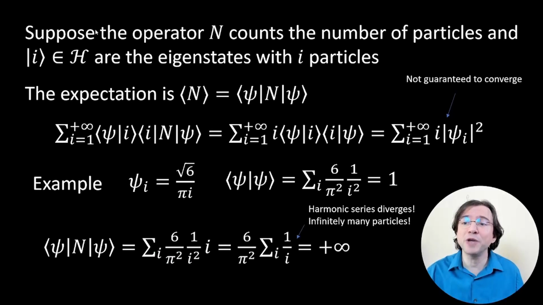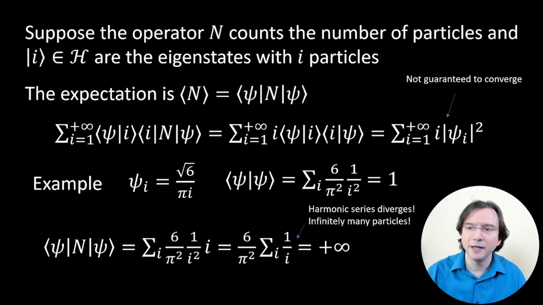So suppose we have an operator n that counts the number of particles, and suppose that these |i> are the eigenstates with i particles, right? So these are vectors in the Hilbert space, and assuming that we only have the degree of freedom that counts the particles, that forms a complete basis. And we can then define the expectation of that operator. And how do we do it?